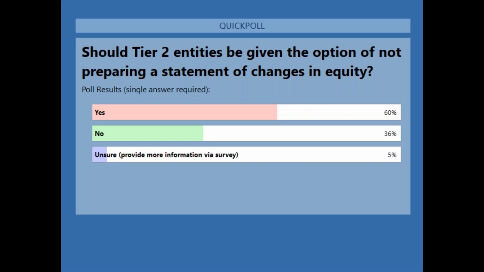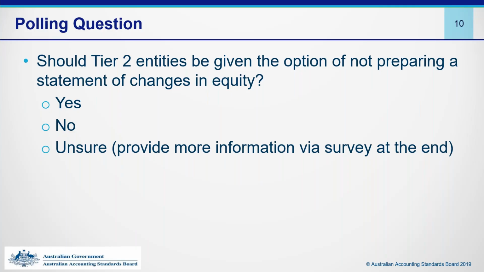So we've got 60% who think, yes, there should be an option of not preparing the statement of changes in equity. 36% say no, and 5% are unsure. That's good. That is very consistent too with our roundtables that we've just held, where there were also some mixed views, and I think some felt that it probably wasn't worth the effort of having to change the format every year. But it is certainly something that's good for us to know, and it's also feedback that we will share with the AASB as well.